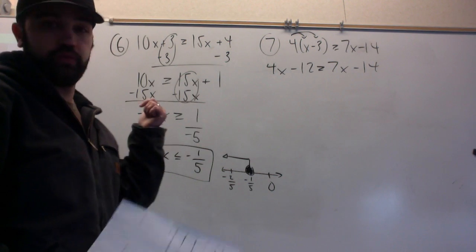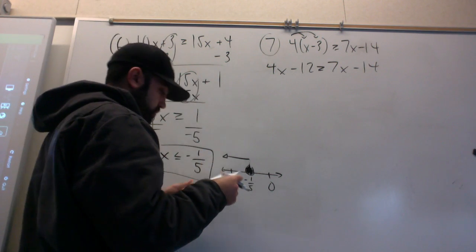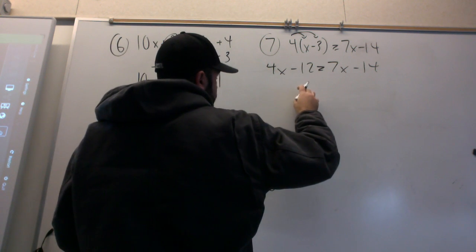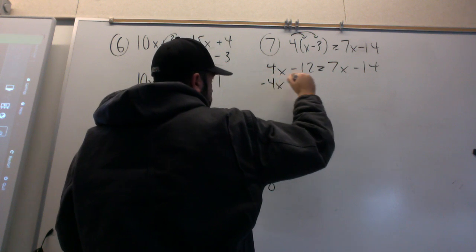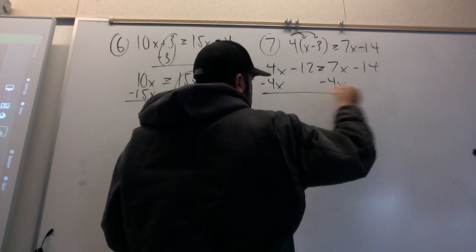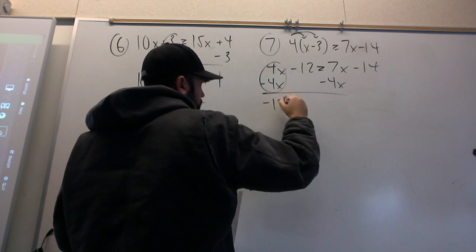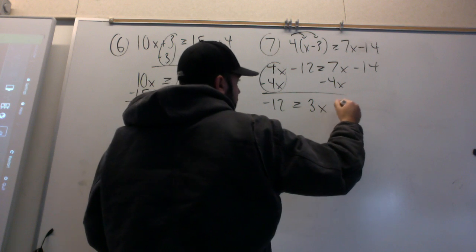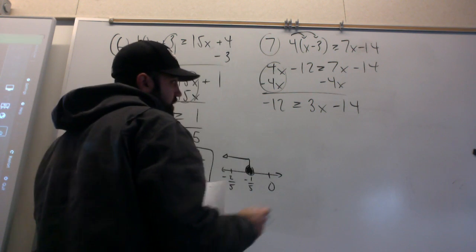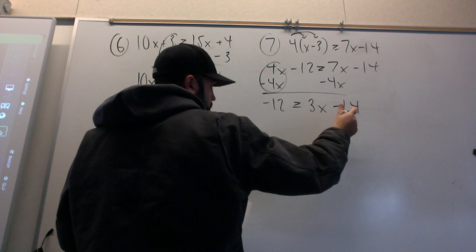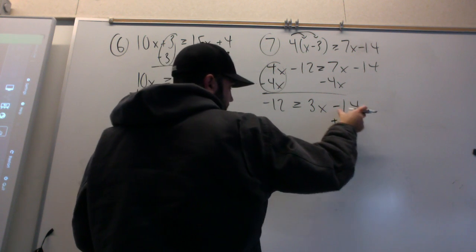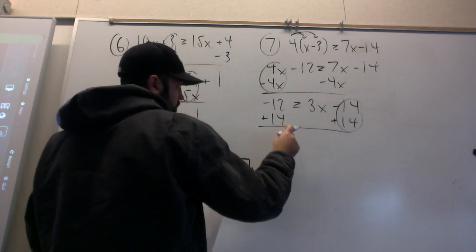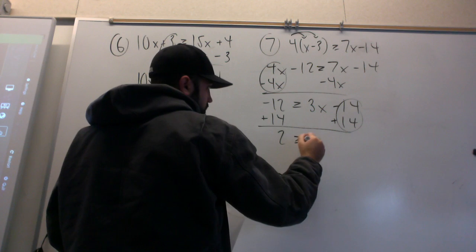Now this is very similar to the one we just did. We need the variables on one side, the numbers on the other. So let's say instead on this one I were to subtract 4x first from both sides. That makes 0. We get negative 12 greater than or equal to 7x minus 4x is 3x minus 14. Now I need to get rid of this on this side, so I would add 14 because negative 14 plus 14 makes 0. Over here, negative 12 and 14 makes 2, so I'm left with this.